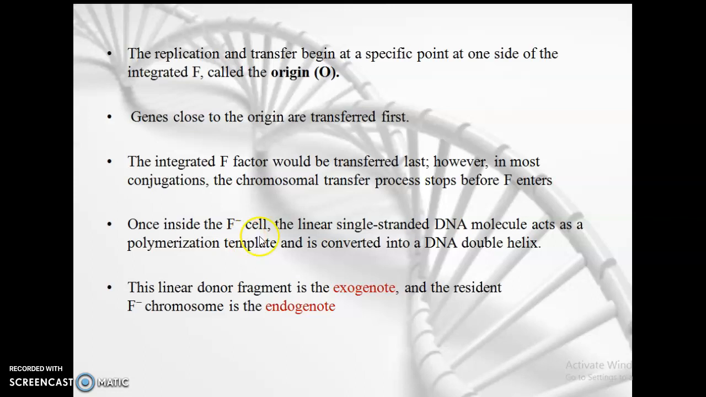Once inside the F minus cell, the linear single-stranded DNA molecule acts as a polymerization template, and it will be converted into a DNA double helix. That is, it will become double-stranded. And this linear donor fragment of DNA is the exogenote, and the resident F minus chromosome is the endogenote.